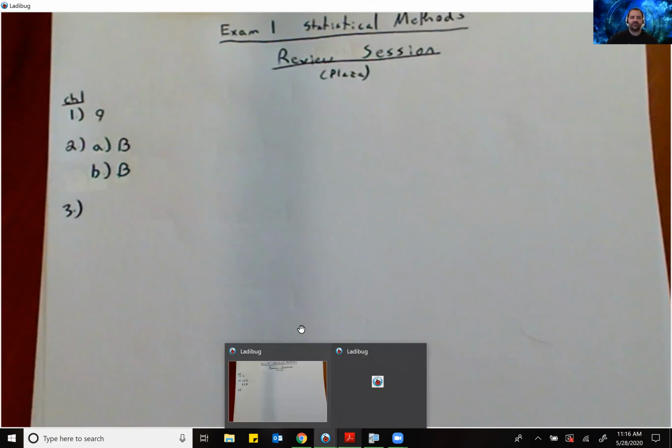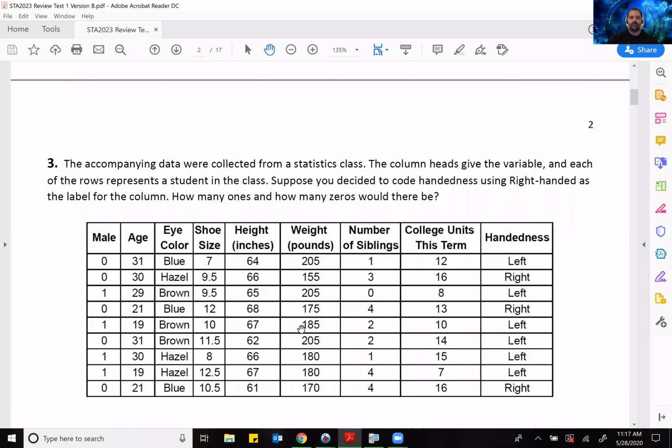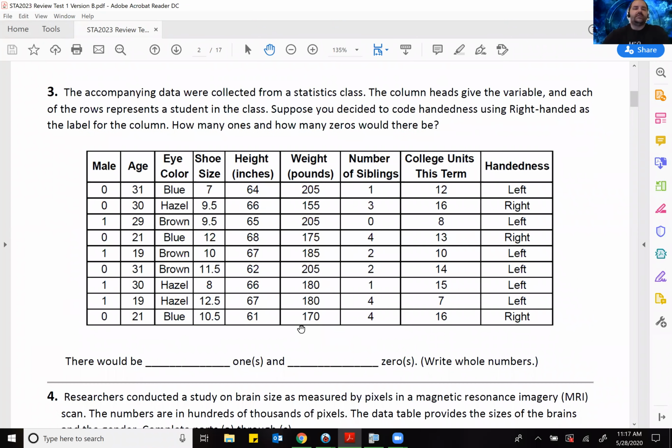All right, question 3. So an even bigger column now. It says the accompanying data were collected from a statistics class. The column heads give the variable. Each row represents a student. Suppose you decide to code handedness using right-handed as the label for the column. How many ones and how many zeros would there be? There will be 3 ones, 3, 4, 5, and 6 zeros.